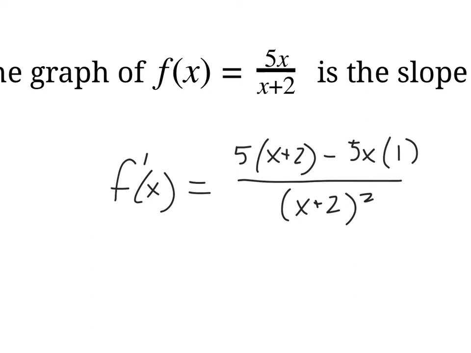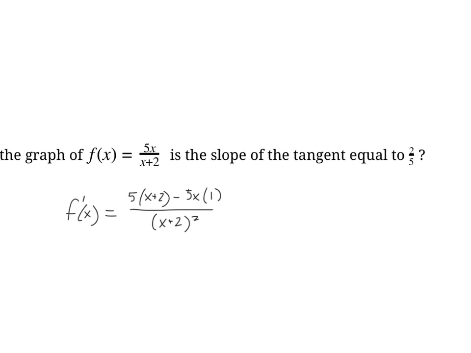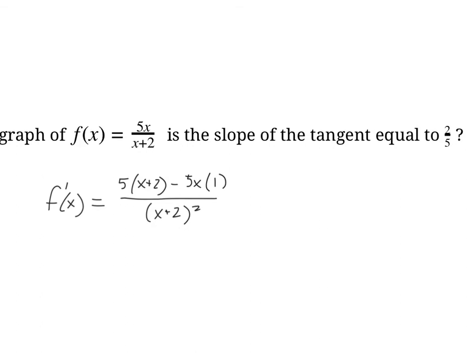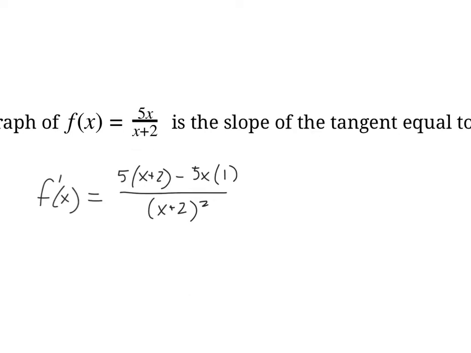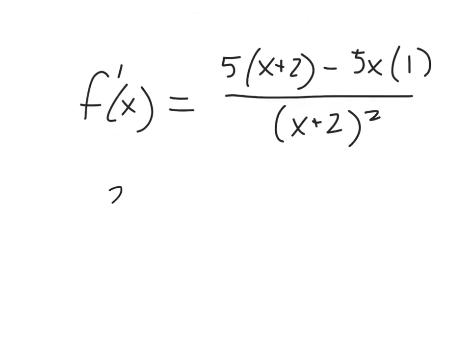Now the question is asking us, if we go back to that question, where the slope of the tangent is equal to 2/5, right? So what do we have to do? Well, we're going to have to plug in that 2/5 as f prime of x, and then solve for x. So essentially 2/5 is going to equal this. And this is a case where you actually do have to expand and simplify in order to solve, because it's going to end up being an equation we have to solve, right?